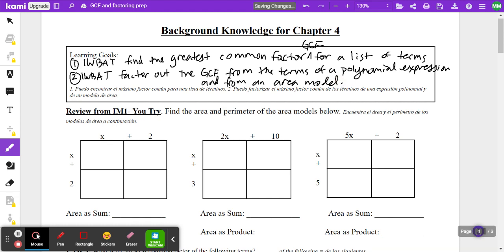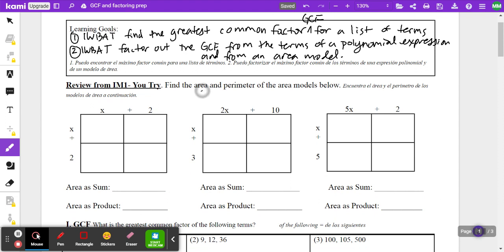We begin with some review from IM1. We're going to find the area, and we're not going to find the perimeter, so I'll change that in the notes. We're going to find the area of these area models, and then write the area as a sum and as a product. First problem: x times x equals x squared. x times 2 equals 2x. Another 2 times x equals 2x. And 2 times 2 is 4.